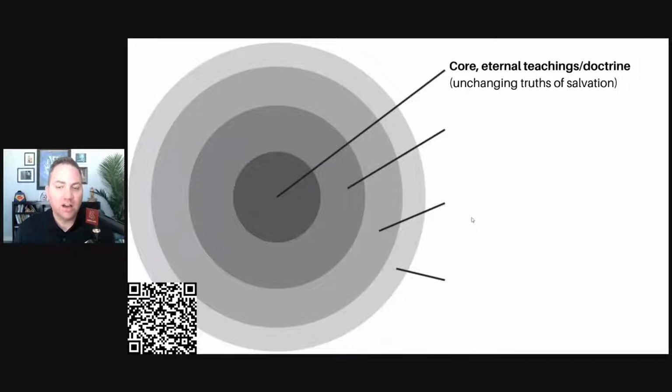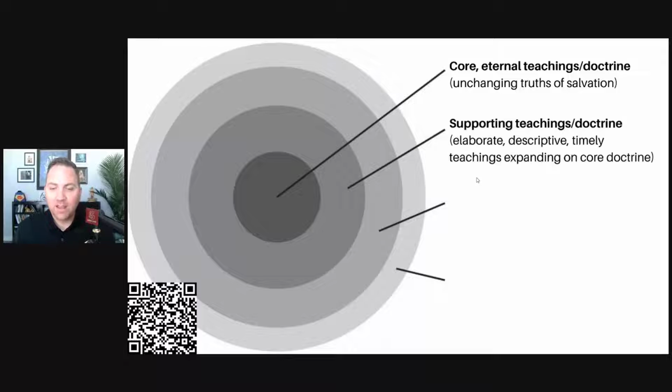These are the unchangeable truths of salvation, right? That God lives, that Jesus is our Savior. These things don't change even a bit at all. So those are the core doctrine. That's at the core of our doctrine. And then you have supporting and teaching doctrines. This is the next layer out. And as you can see, these elaborate, they're descriptive, they're timely teachings expanding on core doctrine. I'll give you some examples here in a minute.